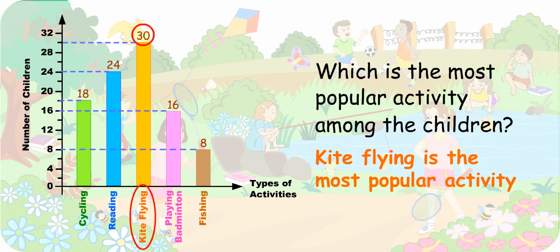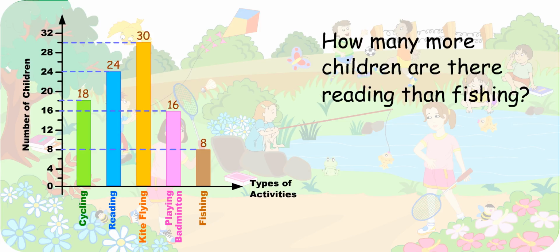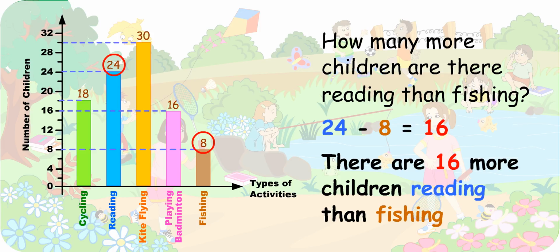Can I ask you a question, Turbo Girl? Can you tell me how many more children are there reading than fishing? Let me see. From the graph, I can see that 24 children are reading and 8 children are fishing. I take 24 minus 8 and I get 16. There are 16 more children reading than fishing. I'm really proud of the two of you. Now run along and have fun.